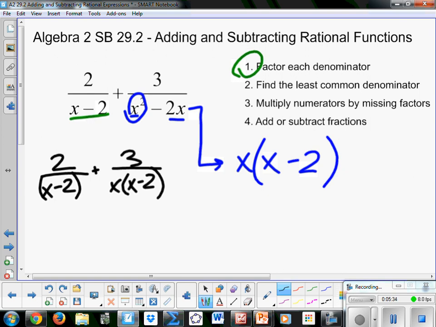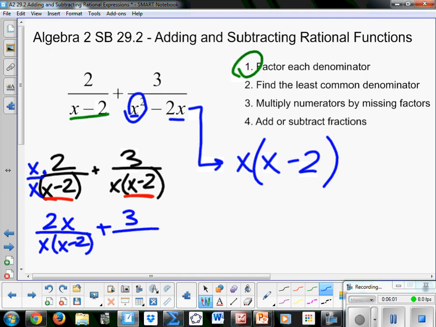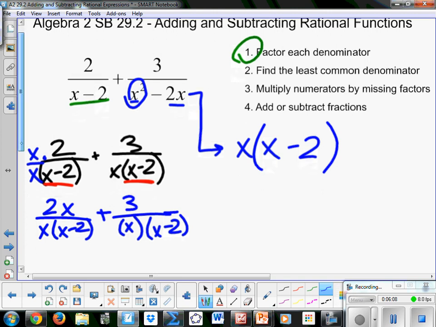We had to multiply them together to get our lowest common denominator. Well, in this case, this denominator has an x minus 2, and this one does too, but this one's missing an x. Okay, so we're going to make that happen by multiplying this fraction over here by x over x. So we get 2x over x times x minus 2 plus 3 over x times x minus 2. You don't have to have that x in parentheses, it's just how I started to write it.